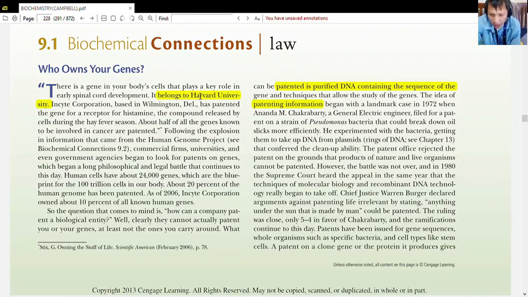It says here there is a gene in your body cells that plays a key role in early spinal cord development. If you have a patent, the gene belongs to someone else, whoever owns the patent. That gene actually belongs to Harvard University because one of its researchers patented that gene. If you read this, you will see the malady. Who owns your genes? If it is your genes, why would it be owned by someone? The term owning is the problem here.